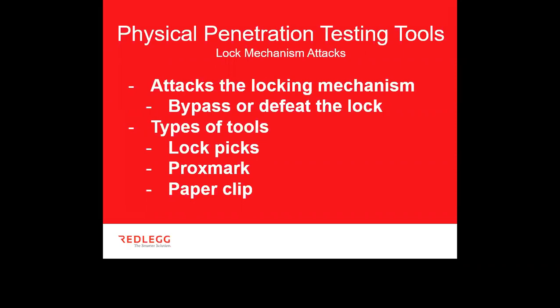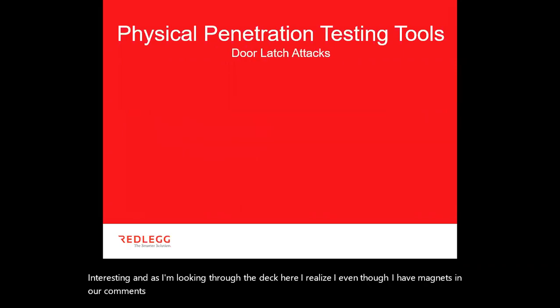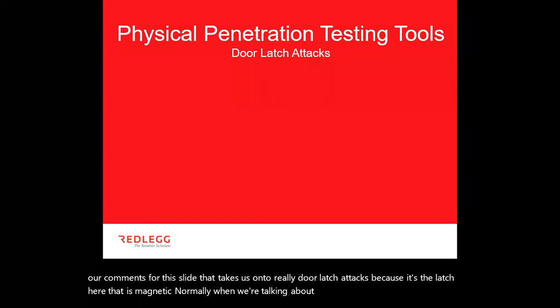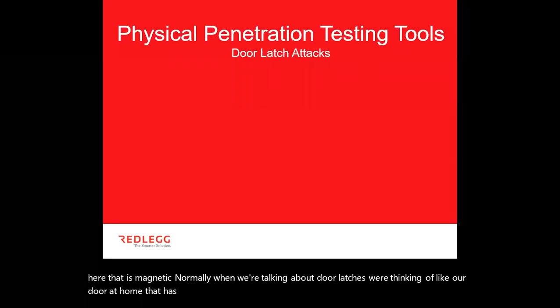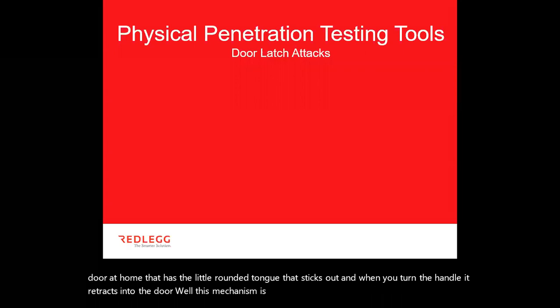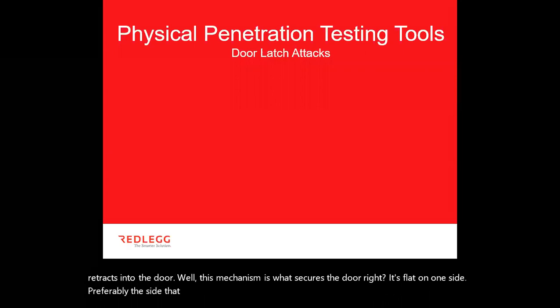Interesting. And as I'm looking through the deck here, I realize, even though I have magnets in our comments for this slide, that takes us on to door latch attacks, because it's the latch here that is magnetic. Normally, when we're talking about door latches, we're thinking of our door at home that has the little rounded tongue that sticks out, and when you turn the handle, it retracts into the door. Well, this mechanism is what secures the door, right? It's flat on one side, preferably the side that you're opening against, and it is rounded on the other side to slip into the latch itself.